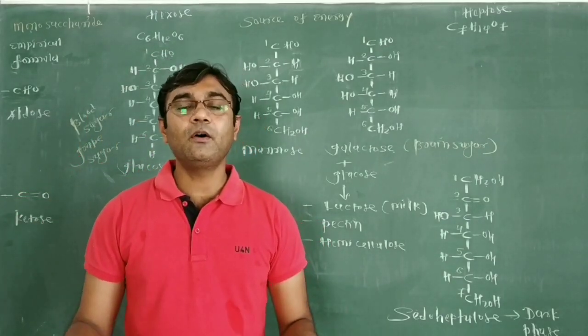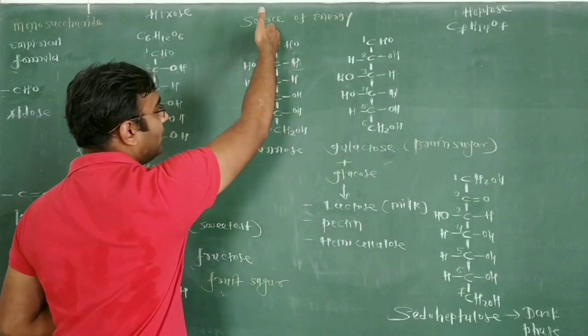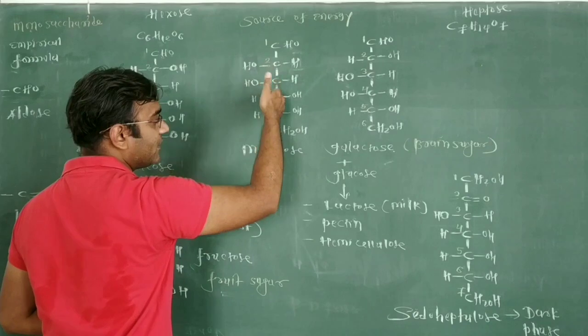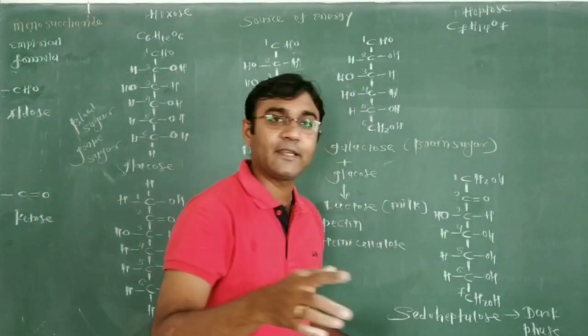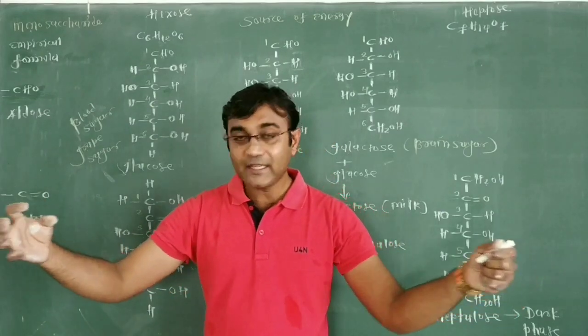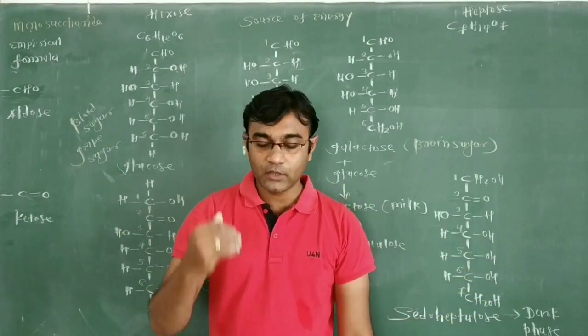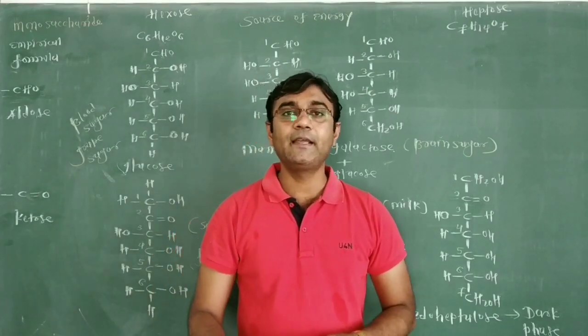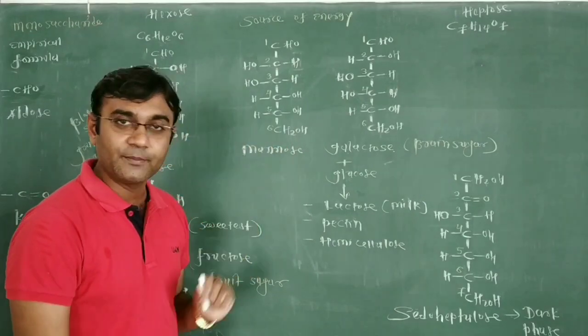Now, here we complete all the monosaccharides. All monosaccharides we are drawing here in a single row, which means this is the linear structure of a monosaccharide. Monosaccharides join to produce disaccharides and polysaccharides. For the production of disaccharides and polysaccharides, the linear structure does not participate.